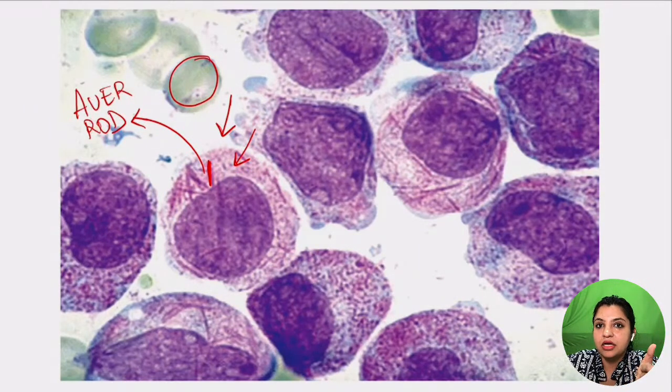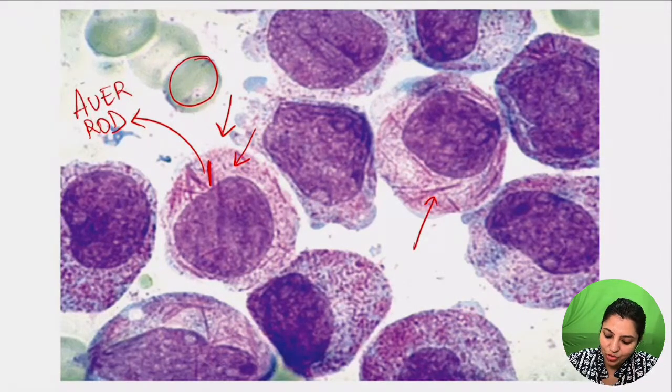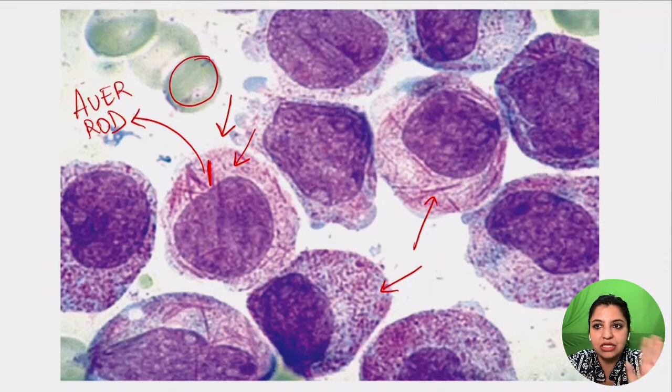If you look at these cells, there are abundant cytoplasmic granules, a moderate amount of cytoplasm, a round to oval nucleus, and at places they have Auer rods. If you see these Auer rods and cytoplasmic granules, immediately your diagnosis should be AML. This is a case of AML. Now, what should be the next test?